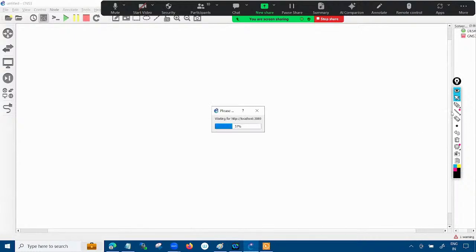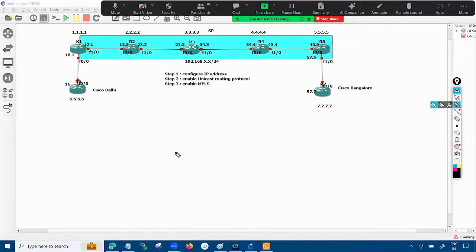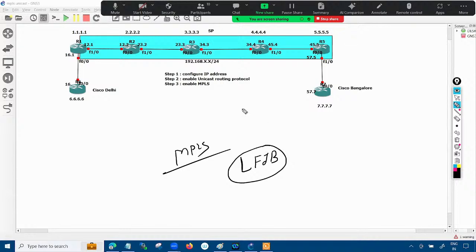Because in MPLS, normally what happens is you have an LFIB table, the label forwarding information base table. This LFIB table is created from the FIB table. And who creates the FIB table? CEF creates the FIB table. So if your CEF is there, then your FIB is there. And if your FIB is there, then you will have an LFIB table.